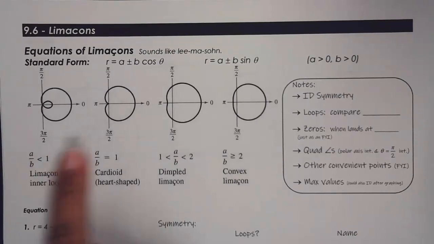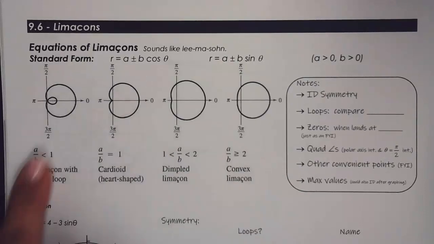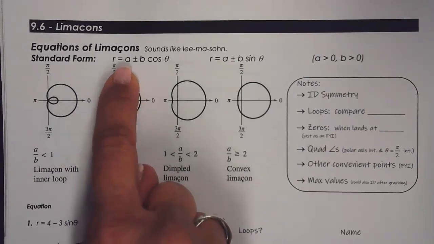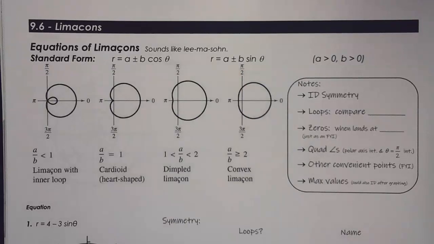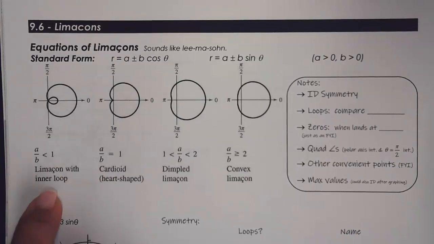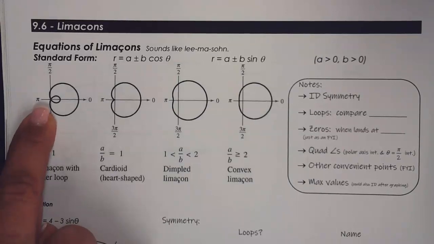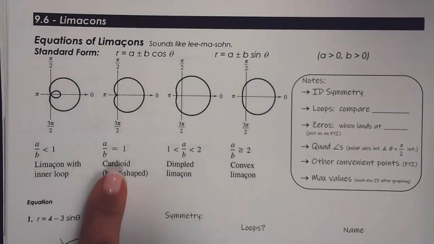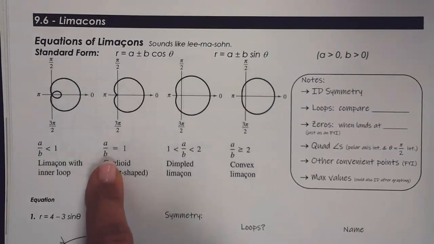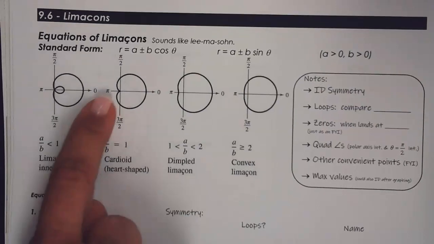And so there are 4 different types of limacons. And they are differentiated by the relationship between that constant and the multiplier in front of the trig function. So one of them is if we compare a and b and it's less than 1, we end up with something called a limacon with an inner loop. Notice that it does have a point at the pole. When we find that ratio a over b and it's equal to 1, that's called a cardioid, which is kind of like heart-shaped.